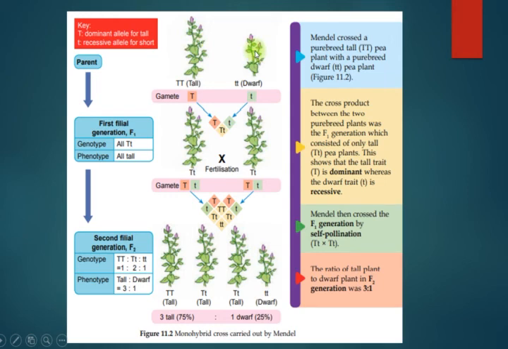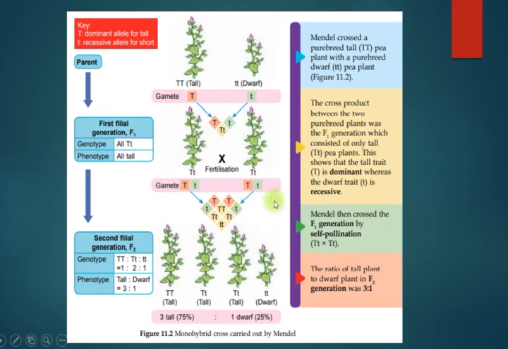So the tall and dwarf purebred plants are crossed and produce the F1 generation. All of the F1 generation are tall plants. Why tall? Because tall is the dominant trait, so it will suppress the recessive trait, which is dwarf. The dominant trait, tall, suppresses the recessive trait, dwarf. So that's why all the F1 generation produced are tall plants. And then what happened next?